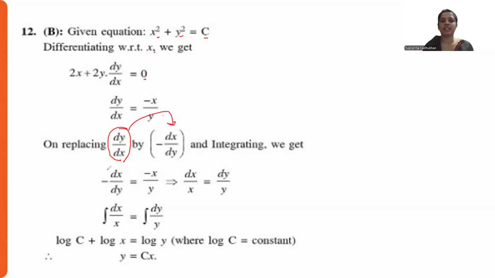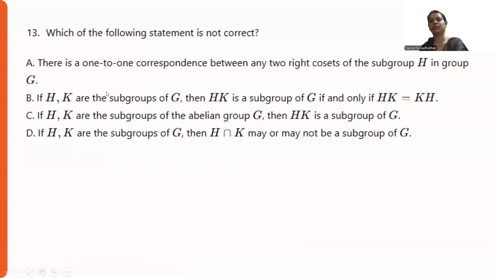And then we have minus dx by dy equal to minus x by y. So we have dx by x is equal to dy by y. If we do the integration, integration dx by x is equal to integration dy by y. Now, if we take the log on both sides, we get the answer. So from there, we can say that option B is going to be our correct option, right? That is going to represent the orthogonal trajectory.